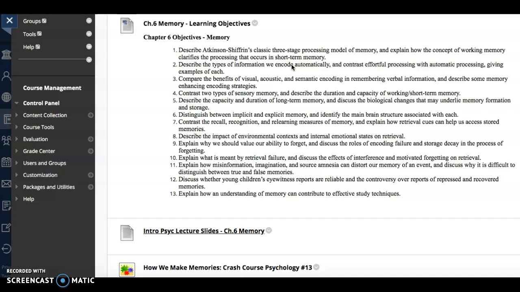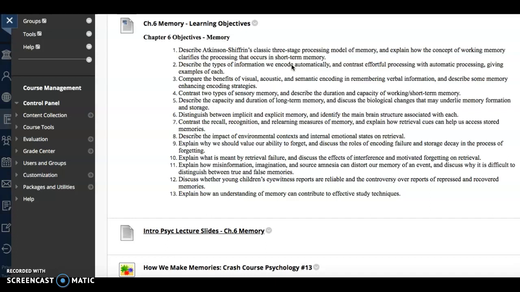There are some biological changes that happen as we form memories and we store them, especially for that long-term capacity. Okay? Then we'll look at a couple different types of memory, implicit and explicit memories, distinguishing between the two and being able to identify what areas of the brain we're using when we are using implicit memories or explicit memories.